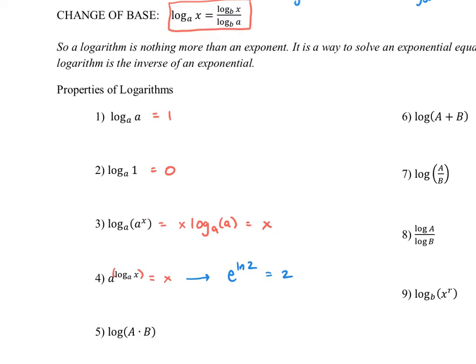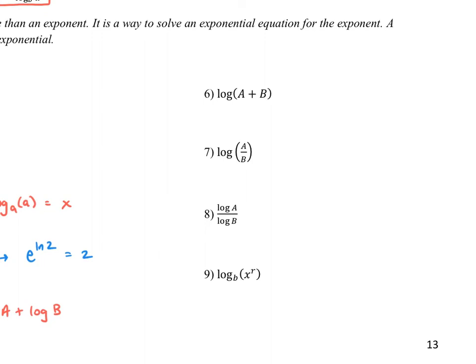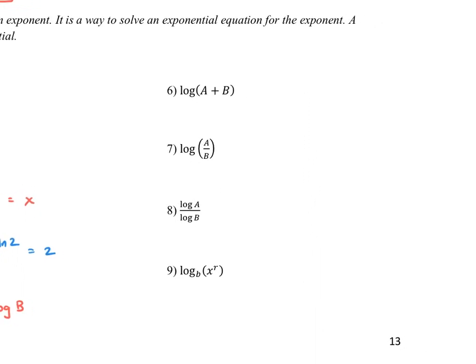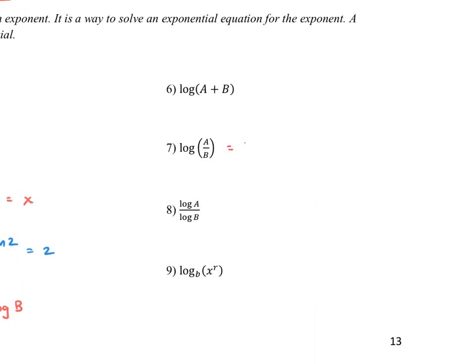Okay, the next one is to simplify or expand a logarithm. So if you have number 5, log of the quantity a times b, you can rewrite that as log of a plus log of b. And sometimes that's useful depending on what we need to do with our problem. For number 6, there's really nothing we can do with that. It's very tempting to try to use some of the other properties, but we're unable to. With number 7, we're going to get log of a minus log of b.